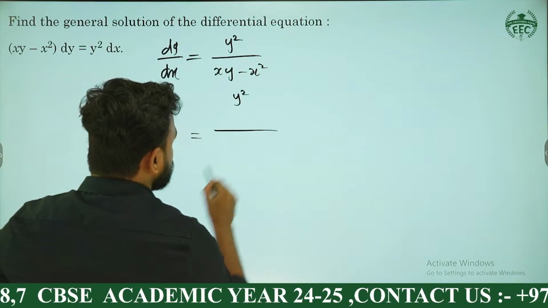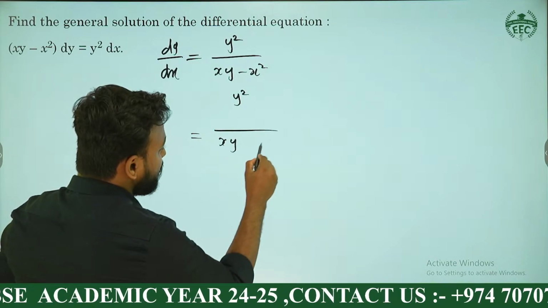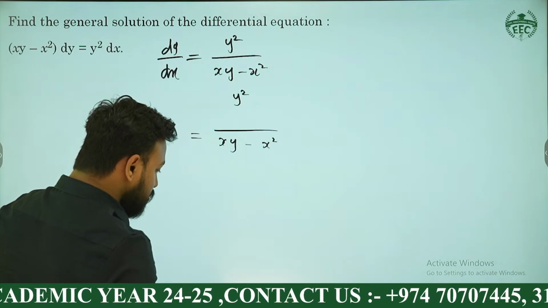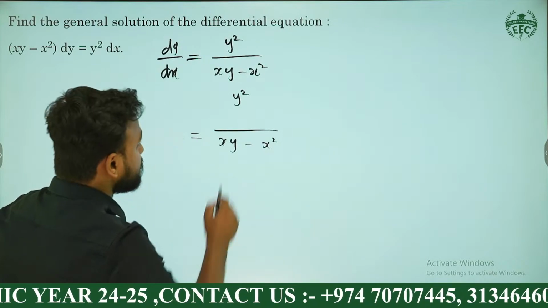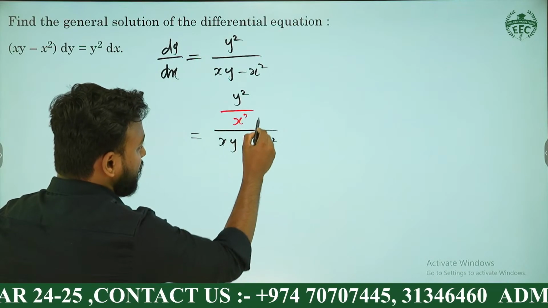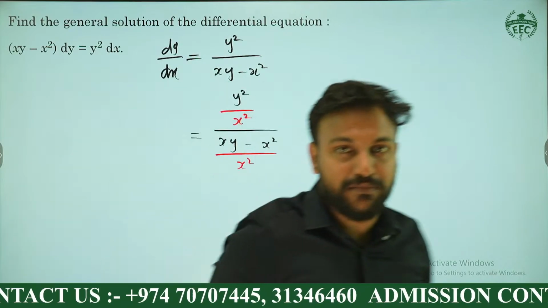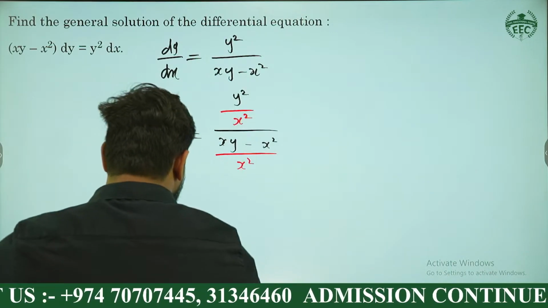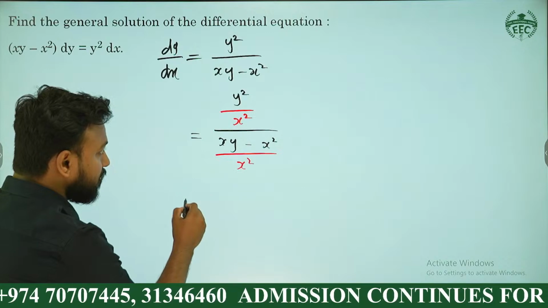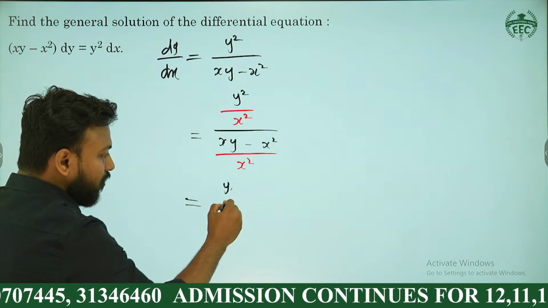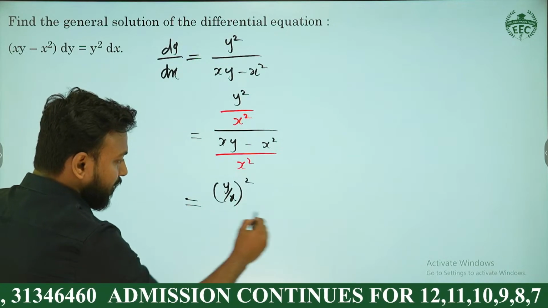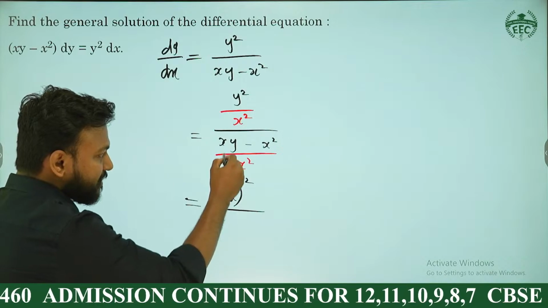The numerator is y square, the denominator is xy minus x square. The only way to make it y by x format is to divide it with x square. The numerator and denominator are divided by x square. Then what happens, guys? Then it becomes y by x the whole square, and the x and x will be cancelled.